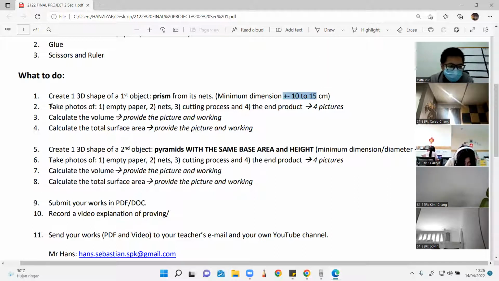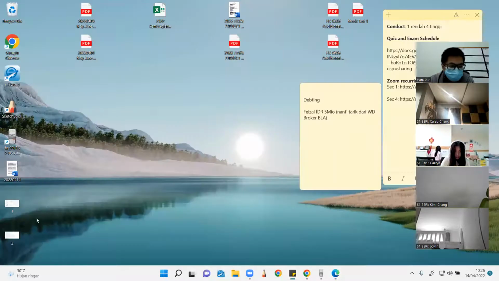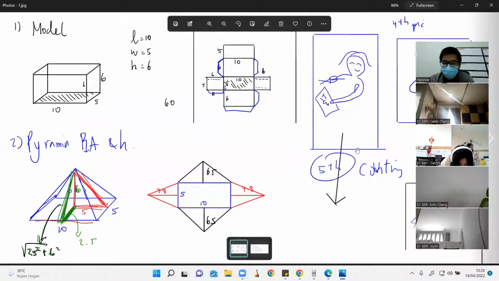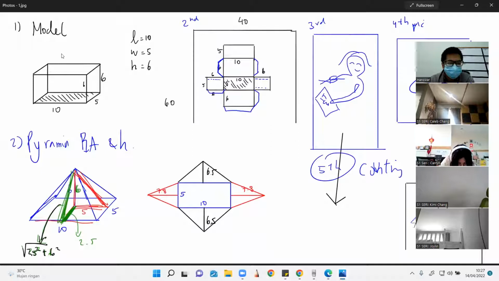And you have to take 4 pictures of the work that you do for each shape. So here you go, I will open the file. You have to make the 4 pictures. The first picture is the empty colored Astro paper, so the empty paper with you. And the second picture is the net that you are creating.